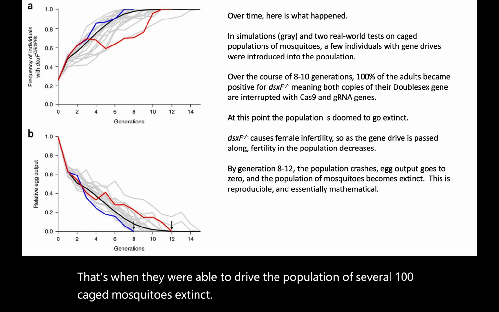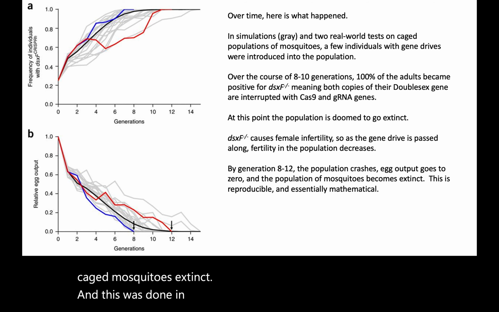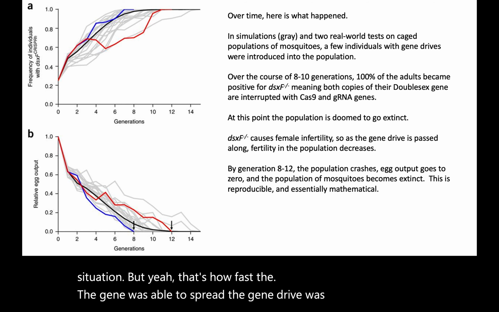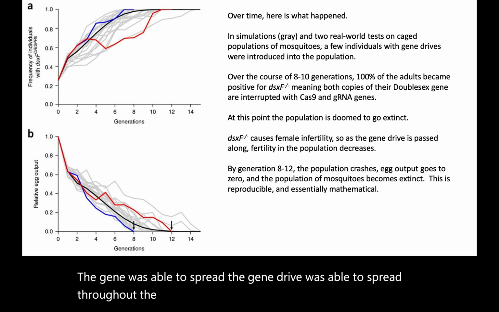And this was done in a laboratory, so this is a controlled situation. But that's how fast the gene drive was able to spread throughout the population. So it's kind of neat, right?